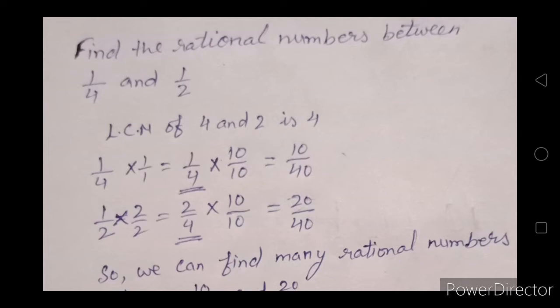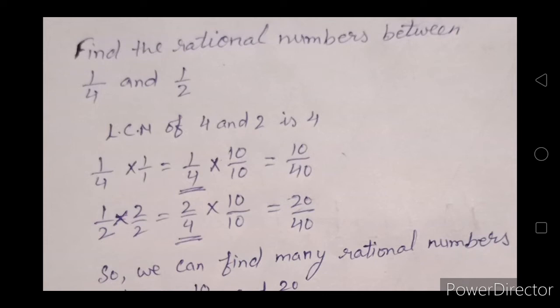Similarly here, find the rational numbers between 1 by 4 and 1 by 2. We have two numbers, 1 by 4 and 1 by 2. We have to find rational numbers between these two, as many as we want, either 5 or 10 or 15 or 20. According to that we will divide. Now first of all, we need to equalize the denominators of both numbers. Both should be equivalent fractions. Equivalent means their denominators should be equal.